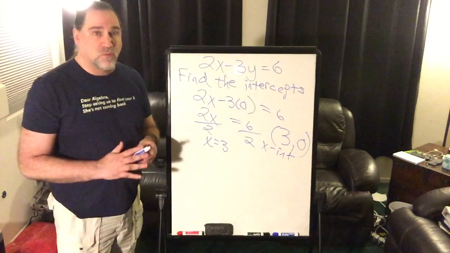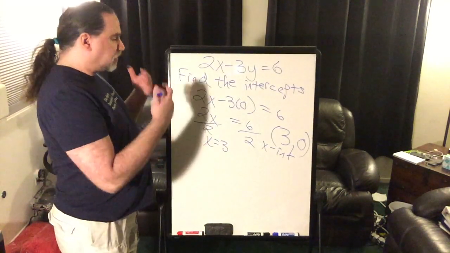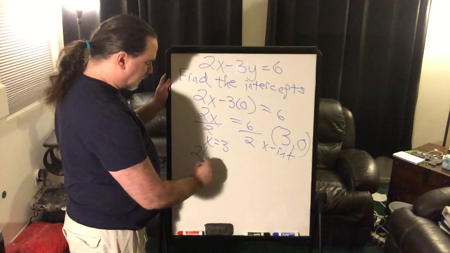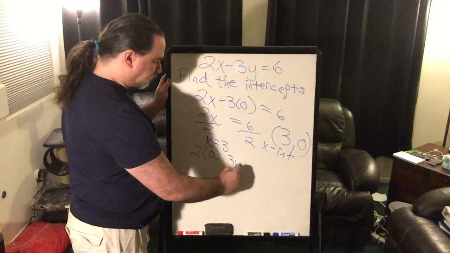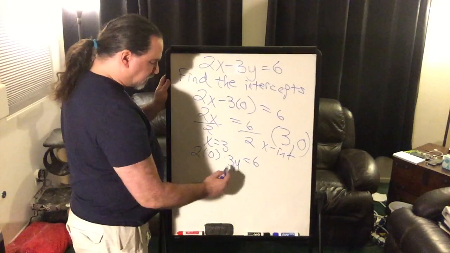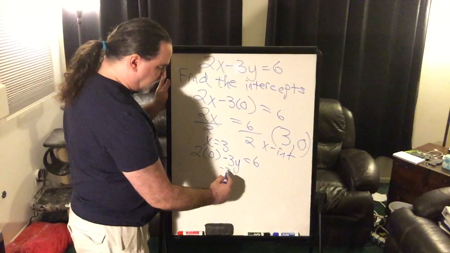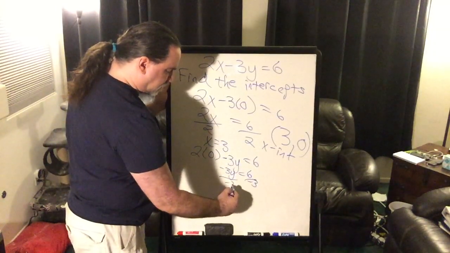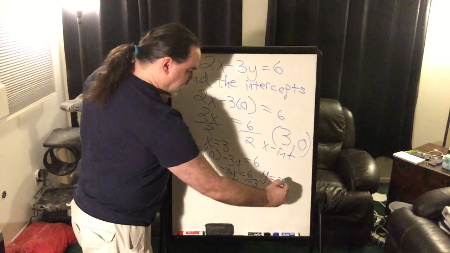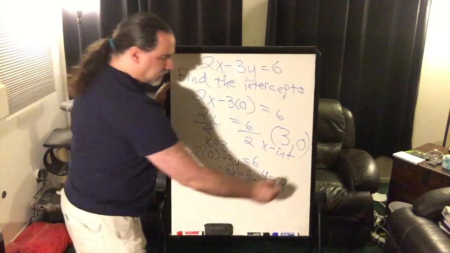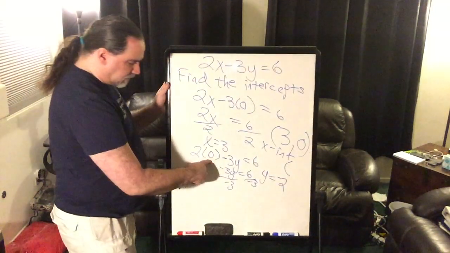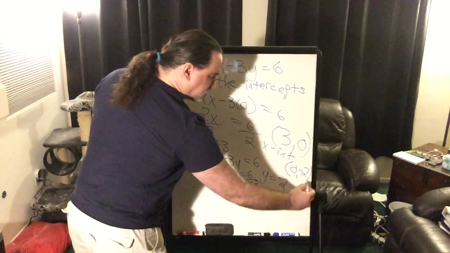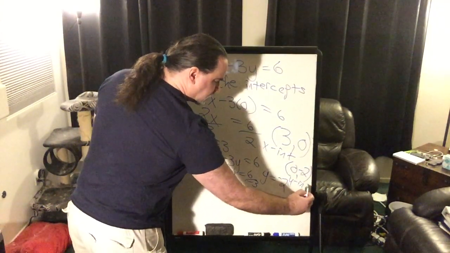Now I want to find the y-intercept. I'm going to do the exact same thing, except this time I'm going to replace the x value. So 2 times 0 minus 3y equals 6. 2 times 0 is 0, minus 3y is negative 3y, which I will then divide by negative 3, and y will be negative 2. Well, again, my x was 0, because it always is, and my y is negative 2, and that's my y-intercept.